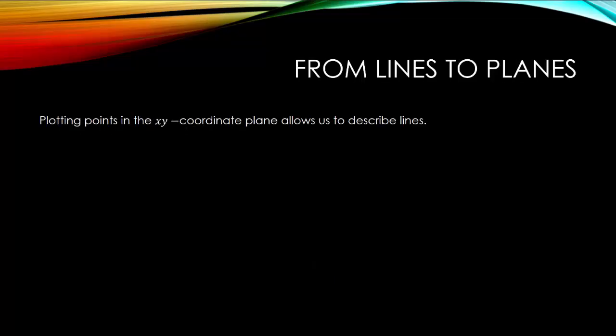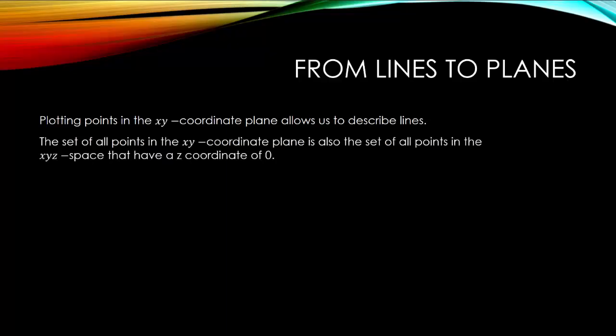Now I want to move from lines to planes. Plotting points in the xy coordinate system with only two coordinates in my ordered pair will allow me to describe lines. The set of all points in the xy coordinate plane is also the set of all points in xyz space that have a z coordinate of 0. Plotting points in the xyz space allows me now to describe planes.